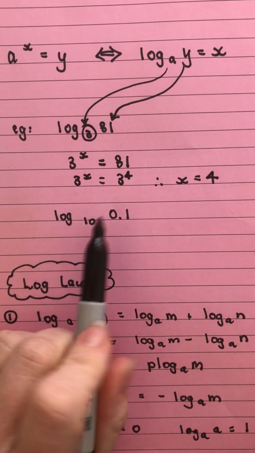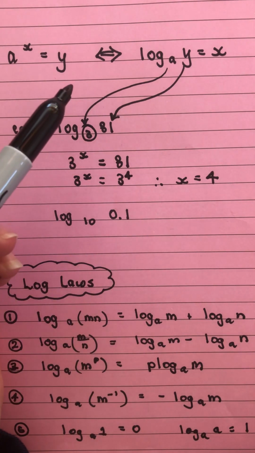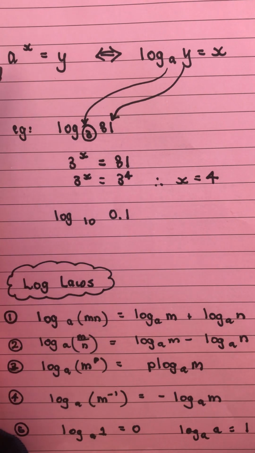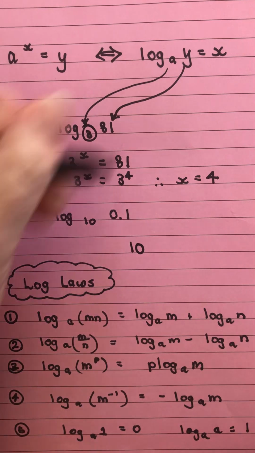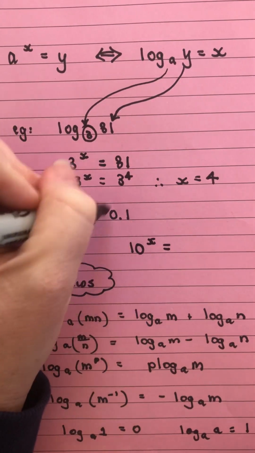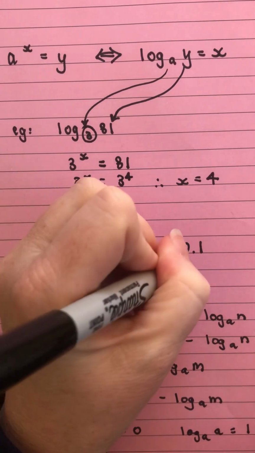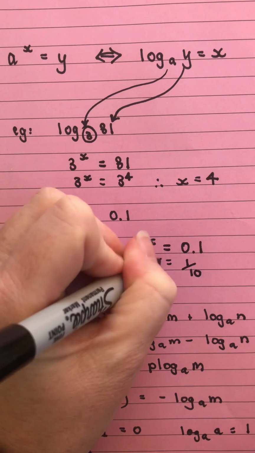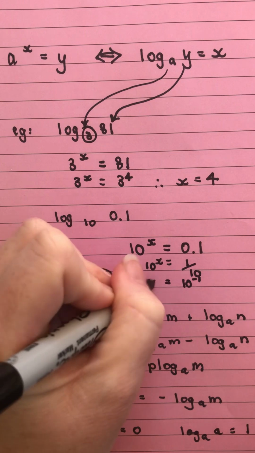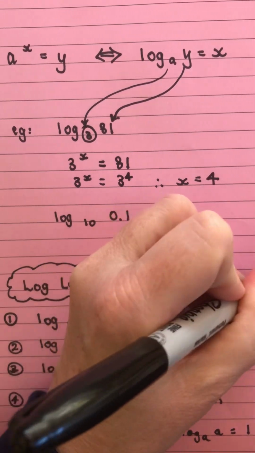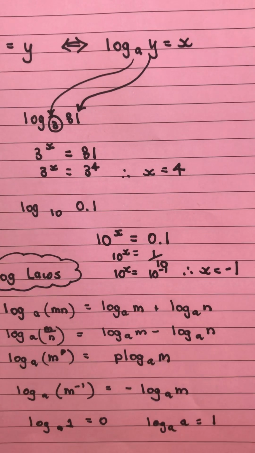Here we've got log base 10 of 0.1. I just wanted to throw this one in just because it's a little bit different. So when we write that in our other format, our a this time is 10, so we're writing 10 to the power of x, we don't know what the x is, and our 0.1 goes over here. Now 0.1 is the same as 1 over 10, and 1 over 10 is the same as writing 10 to the negative 1. Therefore my x must be equal to negative 1. That's why I thought I'd throw that one in, because it brings in your negative indices as well.